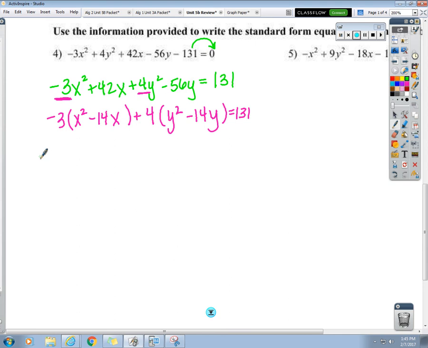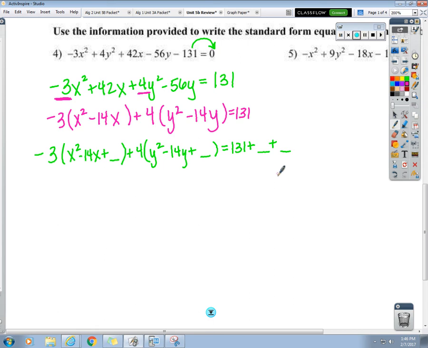Now in the next step, we're ready to add in the blanks. So x squared minus 14x plus blank, and then plus 4 times y squared minus 14y plus blank. And then since you added 2 blanks on the left, you add 2 blanks on the right. How do we fill in these blanks?